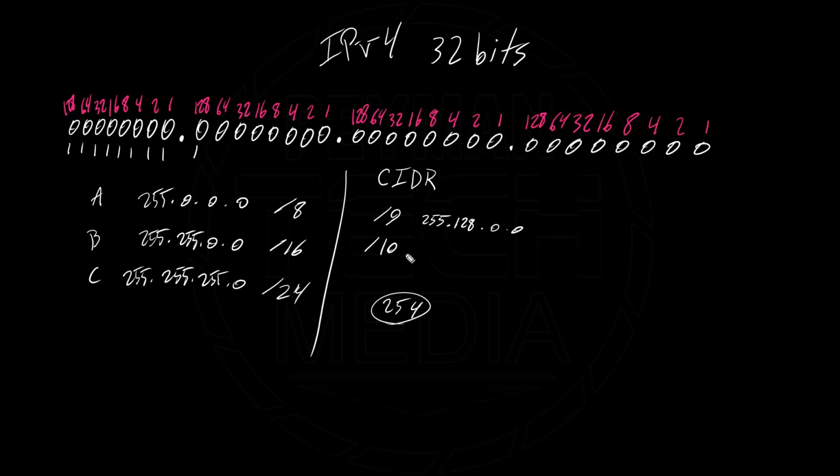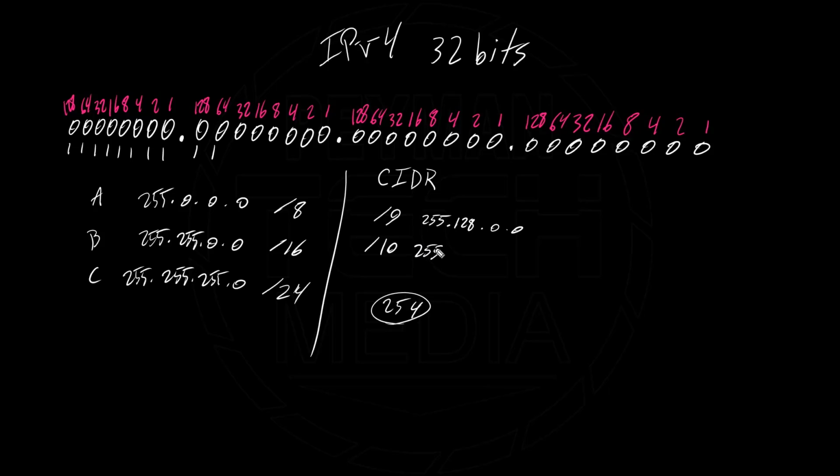Now let's say this is /10. So 10 bits. Let's count left to right, 8 plus 2, 10. What would be the subnet mask? It is basically 128 plus 64 in the second octet. The first octet we already know is 255, all the bits turned on.